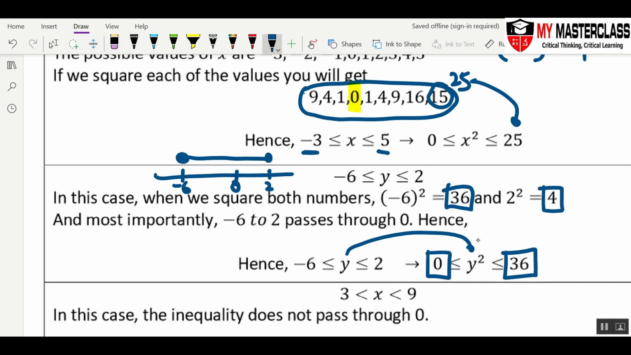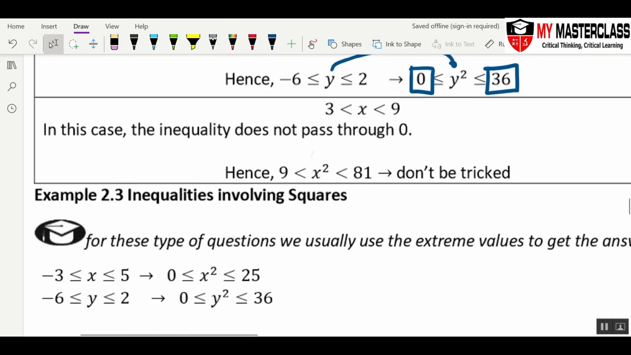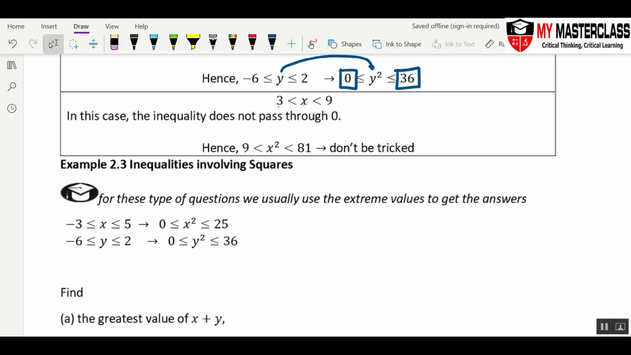Thirdly, if it doesn't pass through 0, then don't be tricked. Say x is in between 3 and 9. If you square it, then x squared is in between 9 and 81. Don't be tricked. If it doesn't pass through 0, then the 0 thing doesn't come into play. For this type of question, we usually use the extreme values to get the answers.